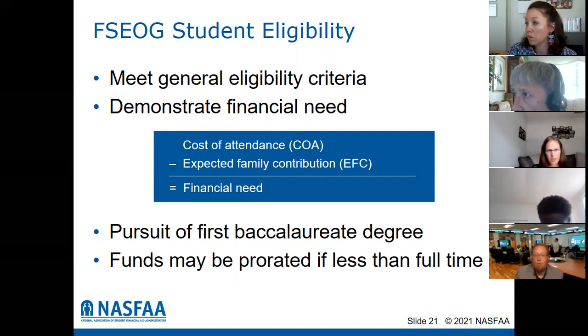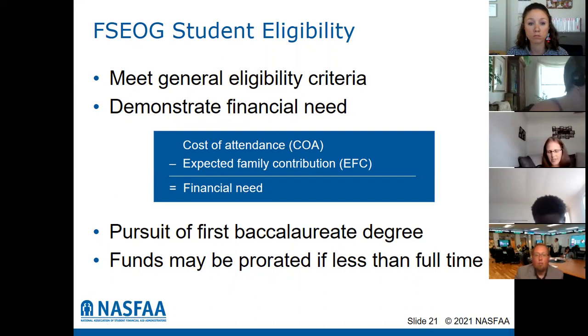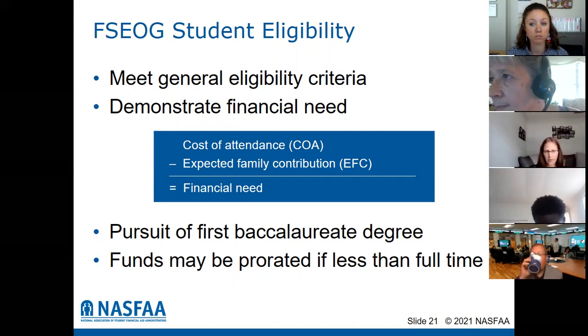The student must be enrolled or accepted for enrollment for their first baccalaureate degree. If they are pursuing a second bachelor's degree, then they are not eligible to receive SEOG. Students completing an associate degree are eligible to receive SEOG funds. There is no minimum enrollment requirement for SEOG, but if a student is less than full-time, then the funds must be prorated.